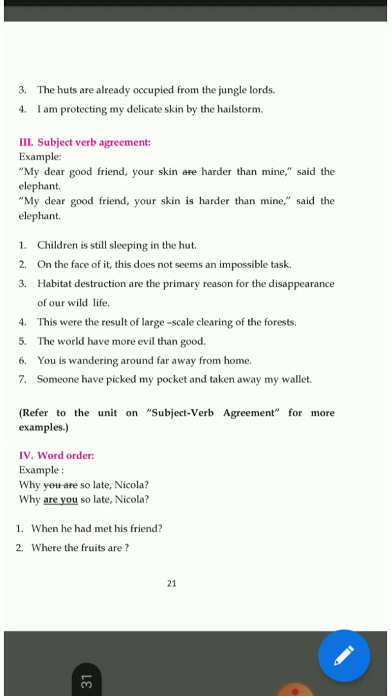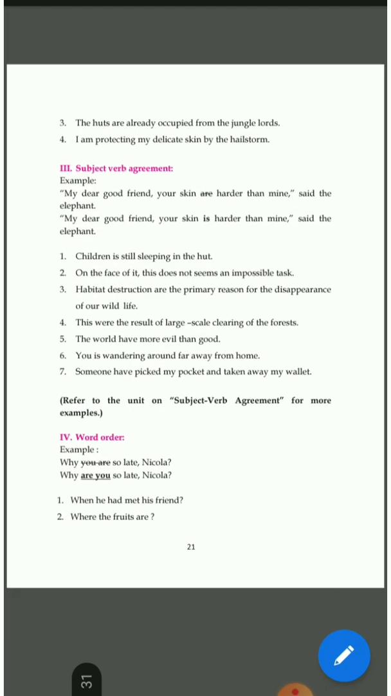Next one. When he had met his friend. Look at that again. After WH, there should be a helping verb. So it becomes: when had he met his friend? Look at the next one. Where the fruits are. We use this usually in reported speech, and that too in past tense. But here it has to be: where are the fruits?